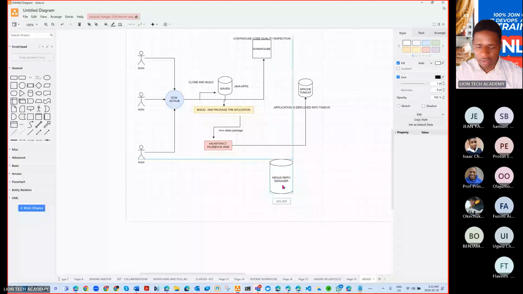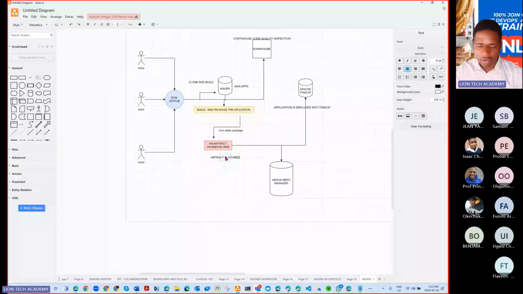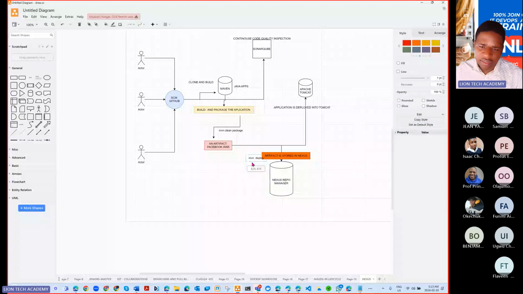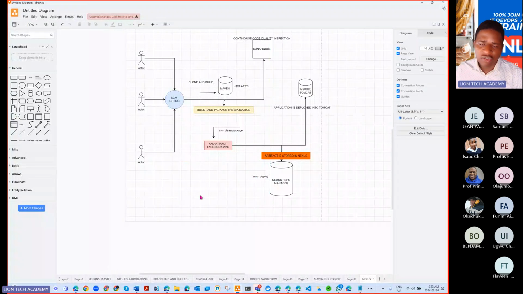The artifact is stored in Nexus. So this can be achieved here. You can then deploy the artifact in Nexus. So what command are we going to run here? mvn deploy is going to deploy this artifact right here into Nexus.